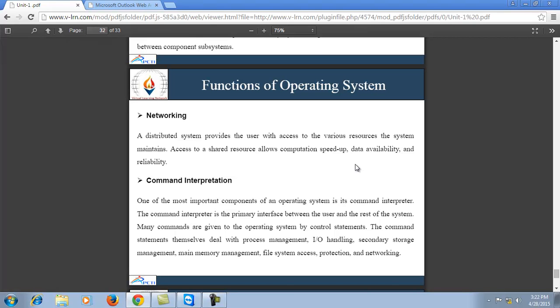One of the most important components of an operating system is its command interpreter. The command interpreter is the primary interface between the user and the rest of the system. Many commands are given to the operating system by control statements. The command statements themselves deal with process management, input-output handling, secondary storage management, main memory management, file system protection and networking, which we discussed earlier.